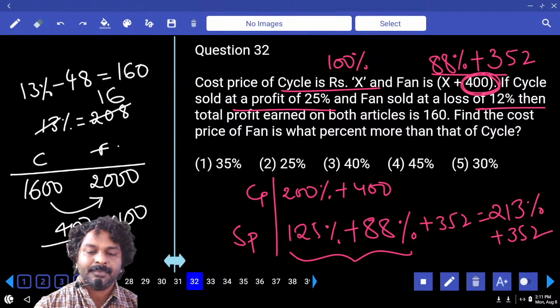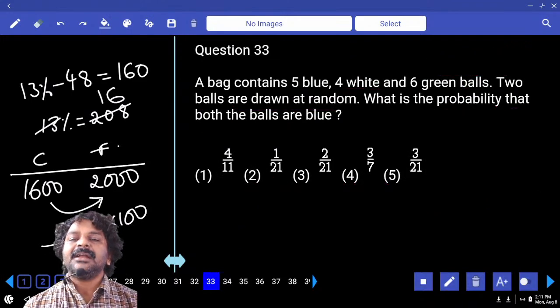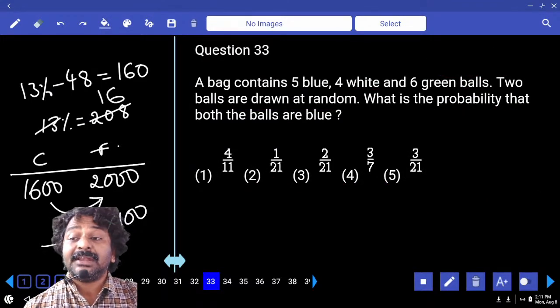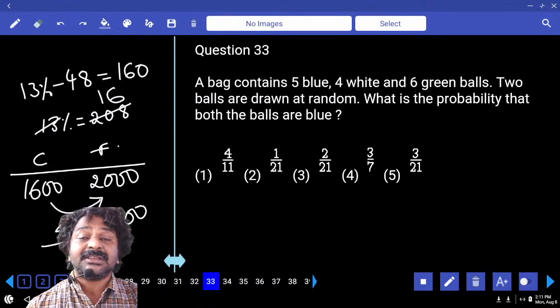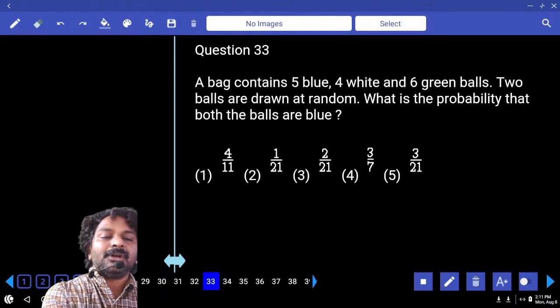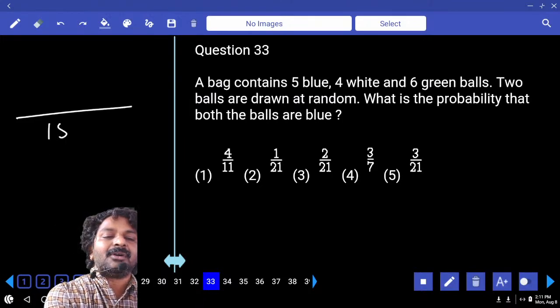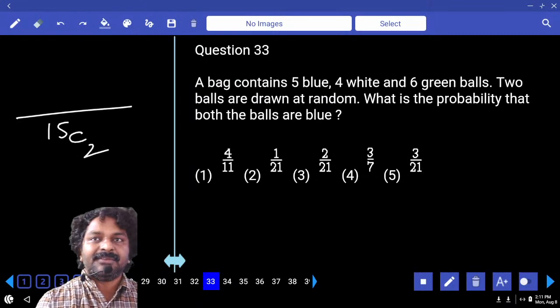Followed? Next. A bag contains 5 blue, 4 white and 6 green balls. Total how many balls are there? 15. 2 balls are drawn at random. What is the probability that both the balls are blue? Total we have 15 balls. We need to pick 2. We can do that in 15C2 ways.